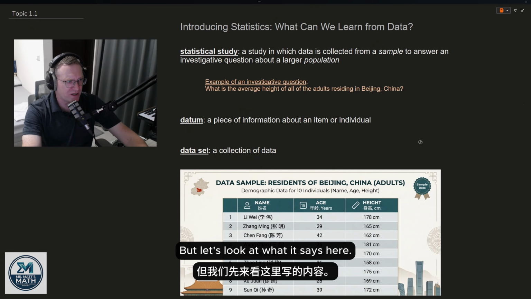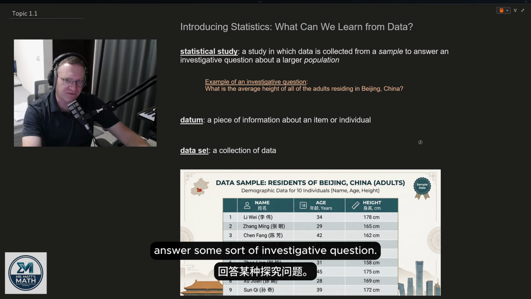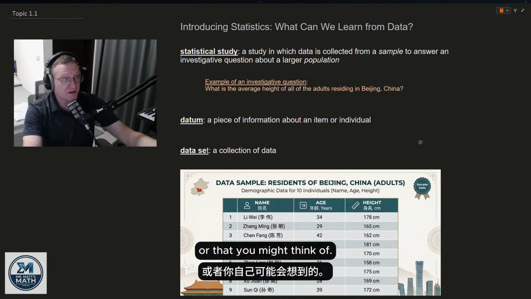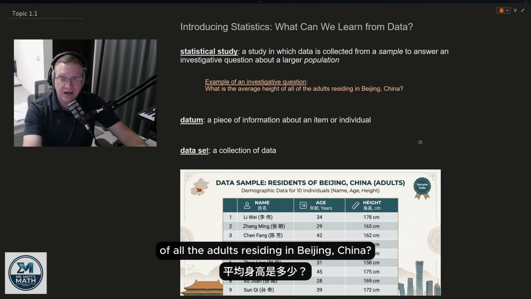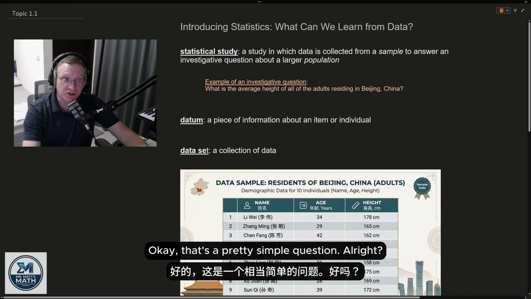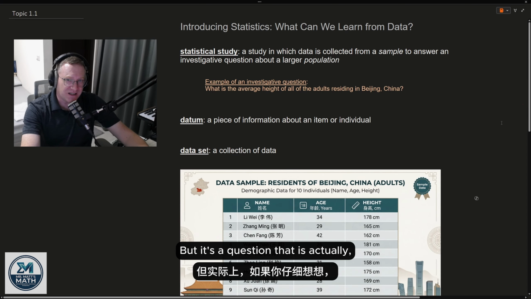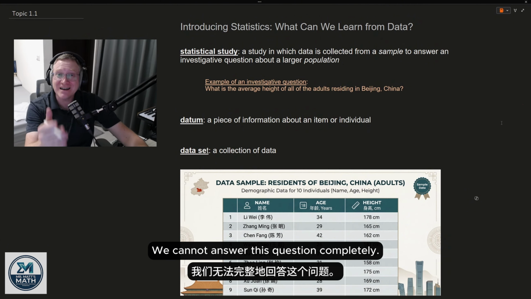But let's look at what it says here. It says we're going to be trying to answer some sort of investigative question. So here's an example of the type of investigative question you might see or that you might think of. What is the average height of all the adults residing in Beijing, China? Okay, that's a pretty simple question. But it's a question that, if you think about it, is actually impossible for us to answer. We cannot answer this question completely.